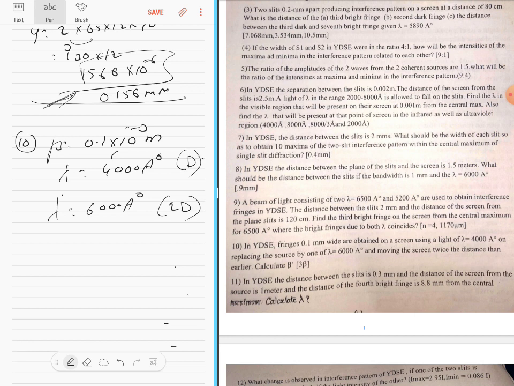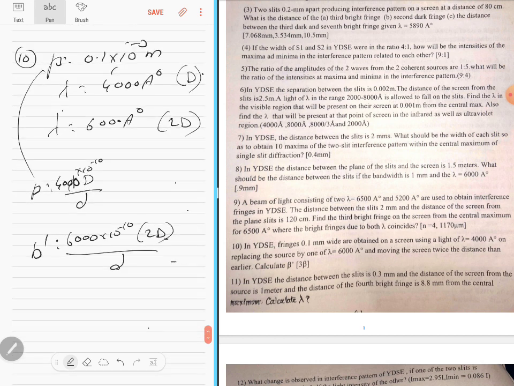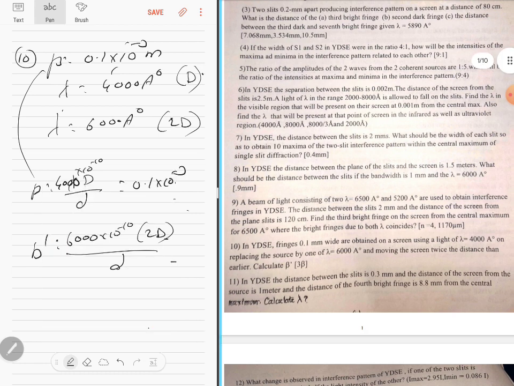Calculate beta dash. Okay, so in the first case, beta itself is lambda into capital D by small d. The second case is beta dash. In this case, it's 4000. In this next case, 6000. Of course, into 10 to the power minus 10, and this also into 10 to the power minus 10. Capital D will become 2D by small d. That is beta dash. And here, this value itself is 0.1 into 10 to the power minus 3. From this, you can find what is capital D by small d. From the first equation, what is capital D by small d?